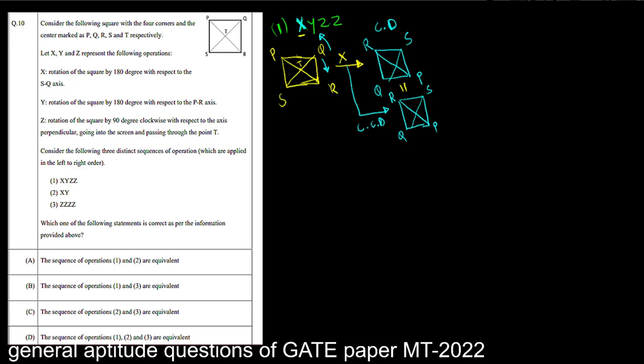So now the next operation is Y operation. This one is Y. So simply again we have to apply operation Y on this figure. Again let's draw our square, because the square will remain a square but the corners will be changed after applying the operation. Now here this Y operation says the rotation of square by 180 degree with respect to the PR axis. Now again we have to rotate this square with this PR axis. That means this second diagonal, 180 degree. So now here this P will come here, this R will go there and this S.